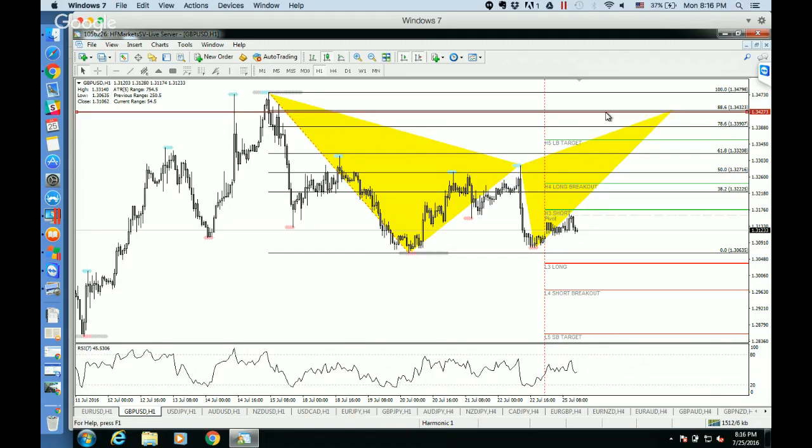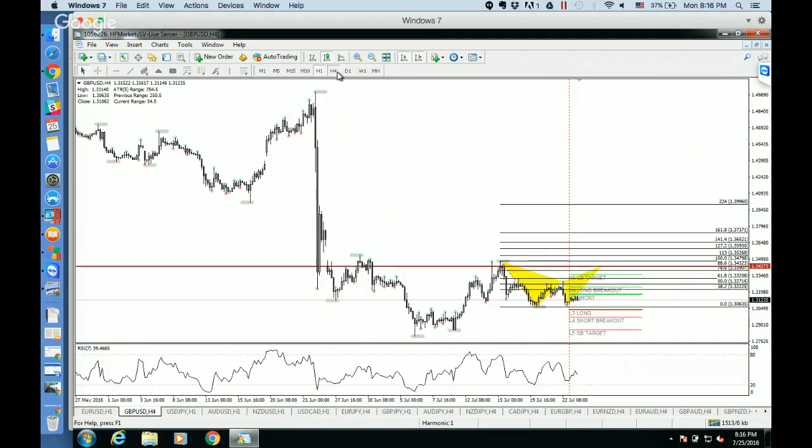So where we are going to enter is we want to wait for price to rally back up, or retrace back up to the 1.3343 level. And if I go to the higher time frame, it's actually pretty near to the top of the range. So we want to enter only if price retraces back up. Currently, it's still trading below it. It's about 300 pips away.